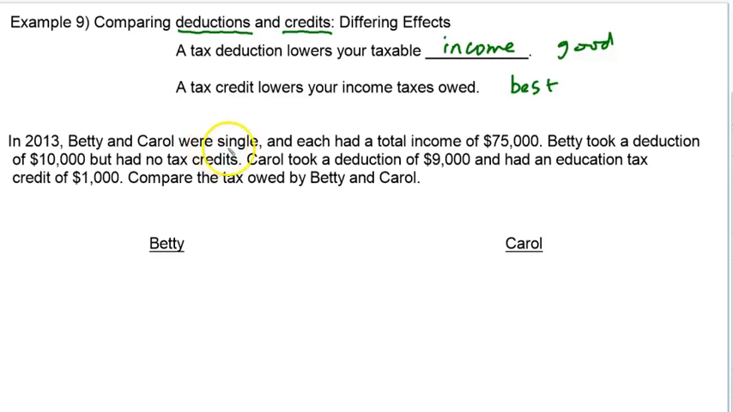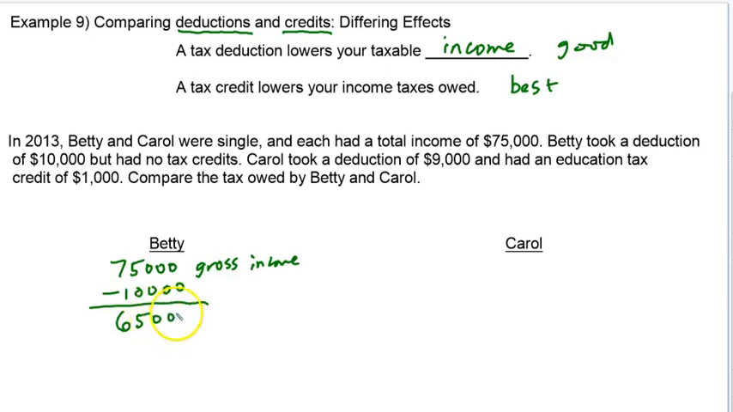In 2013, Betty and Carol were single. Each had a taxable income of $75,000. So Betty took a deduction of 10 but had no credit. So let's just take Betty's scenario here. She had what we would call gross income. She took a deduction of $10,000. So we'll subtract that off, and this will become her taxable income. And that's what we put in the table.